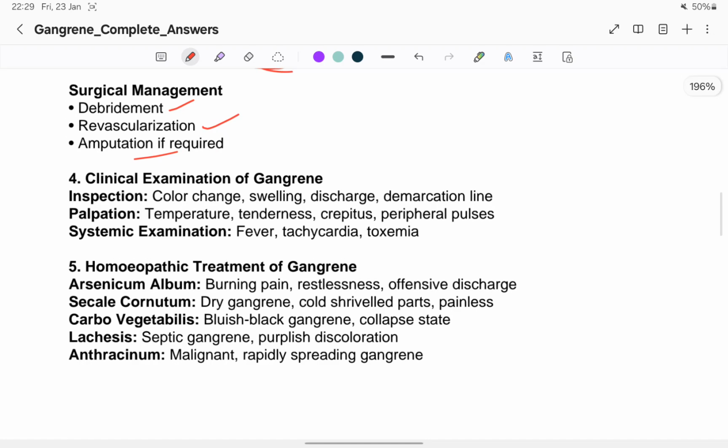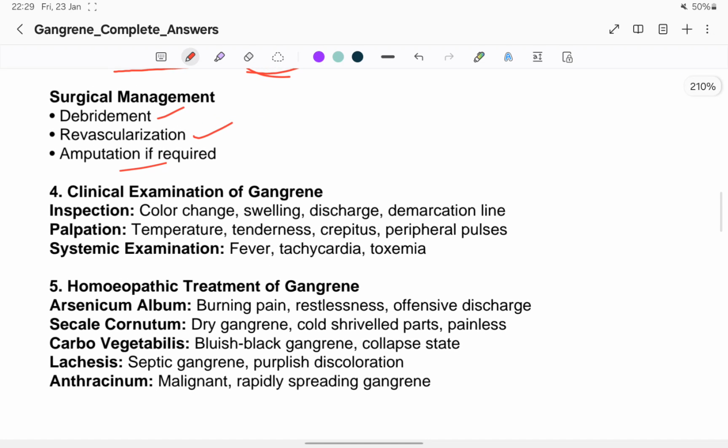Next, coming to the clinical examination of gangrene. Inspection, color change. Initially it will be pale, later changes to dusky grey and finally black. Why black color? Black color is due to the disintegration of hemoglobin and the formation of iron sulfide. Swelling will be there, discharge, demarcation line in case of dry gangrene.